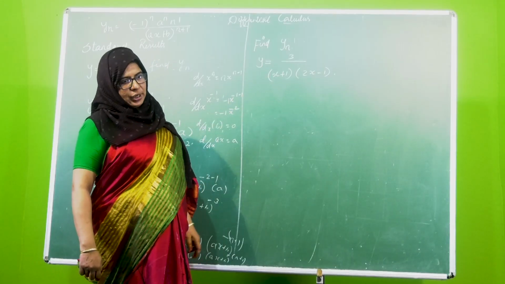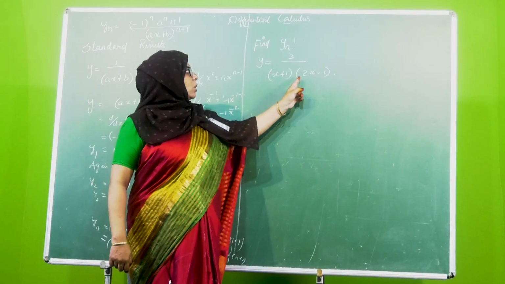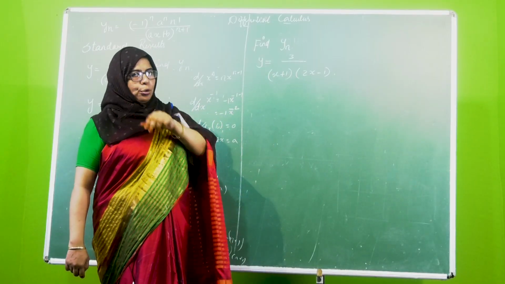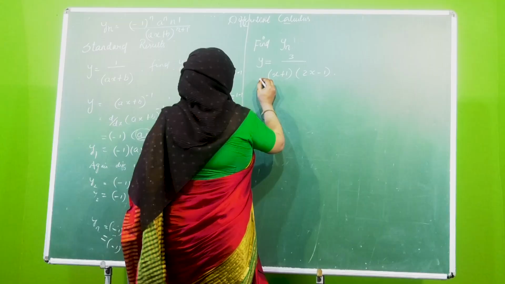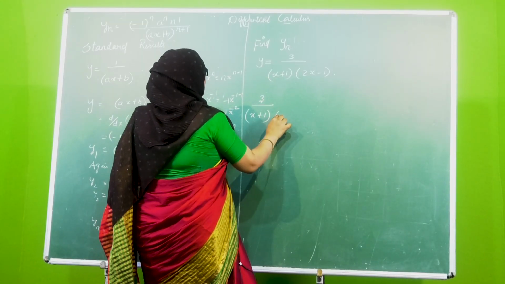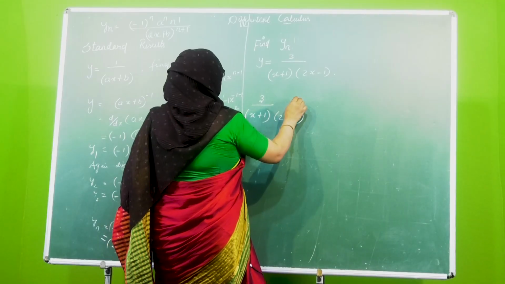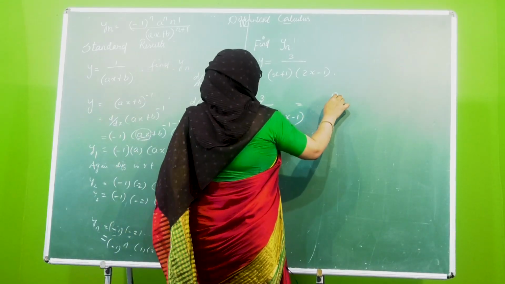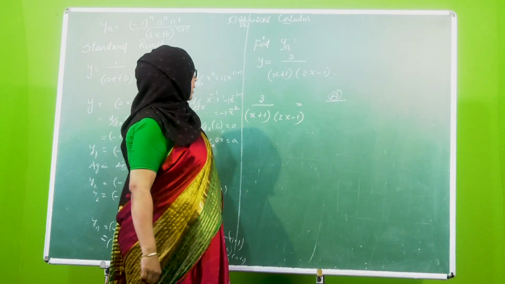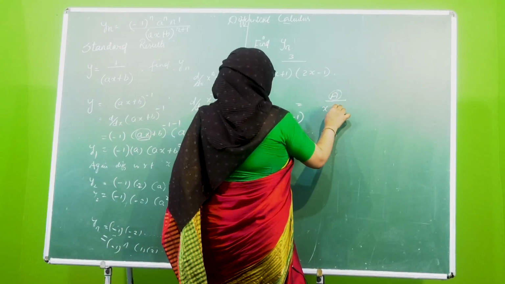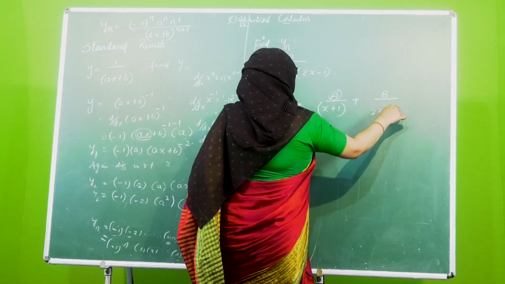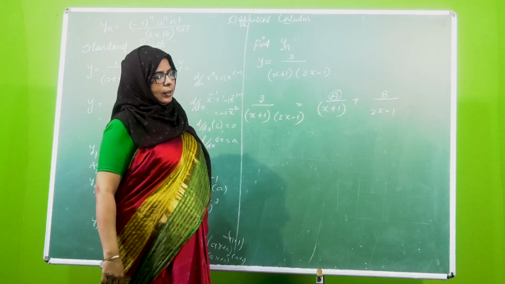According to this result, we have to solve the sum in partial fraction. So, how many roots are there? There are 2 roots. So, 3 divided by x plus 1 into 2x minus 1. How can we write 2 roots? So, 2 constants. A divided by x plus 1 plus b divided by 2x minus 1.